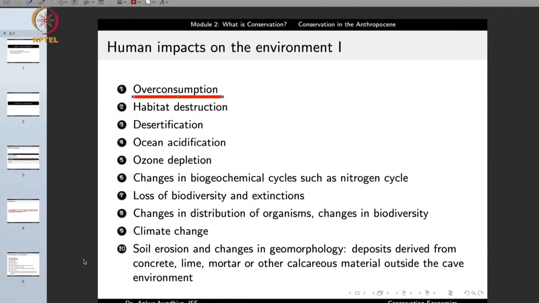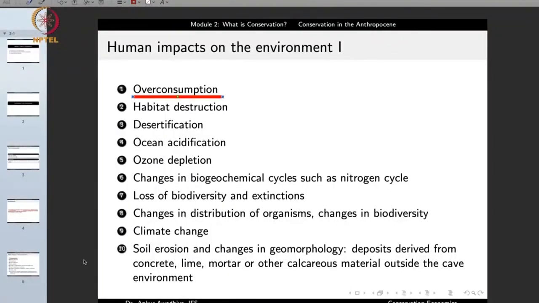So one human impact on the environment is overconsumption, and these days we are overconsuming literally everything. We are overconsuming the fishes, because of which the stocks of fishes in most of our oceans are going down. We are overconsuming forests, because of which we are seeing massive deforestation. We are overconsuming water resources, because of which a number of water bodies are diminishing. We are overconsuming the soil resources, because of which there is heavy soil erosion and quite a lot of land is turning barren. We are overconsuming most of the resources. So overconsumption is one major human impact on the environment.